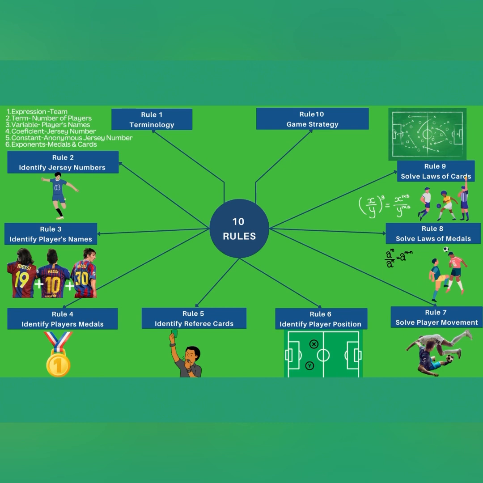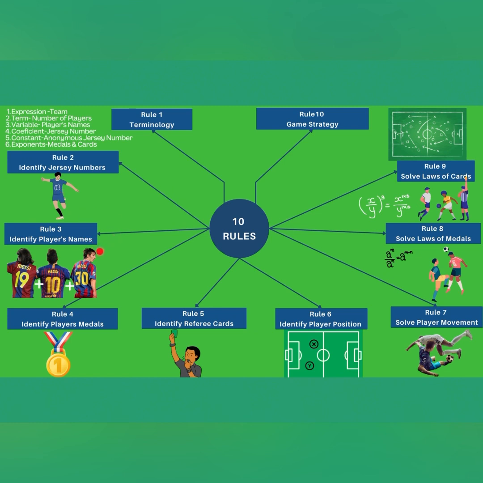Let's do a recap of all the rules, starting with rule number 1, terminology. An expression is a team, a term is a number of players, variables are the players' names, coefficients are the jersey numbers, constants are the anonymous jersey numbers, those without a name, and exponents are the medals and the cards. Then rule number 2 is identify the jersey numbers. So these are the coefficients and the constants that we spoke about. And these are the numbers that we see as our jersey numbers.